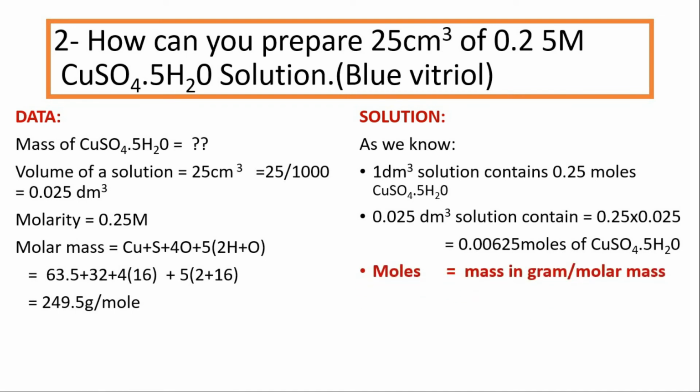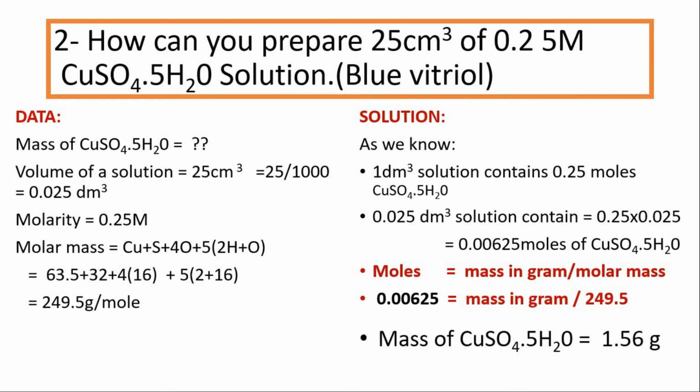Now moles, we can now easily calculate the mass. Moles are 0.00625 is equal to mass in gram divided by 249.5. Mass of pentahydrated copper sulfate is 1.56 gram.